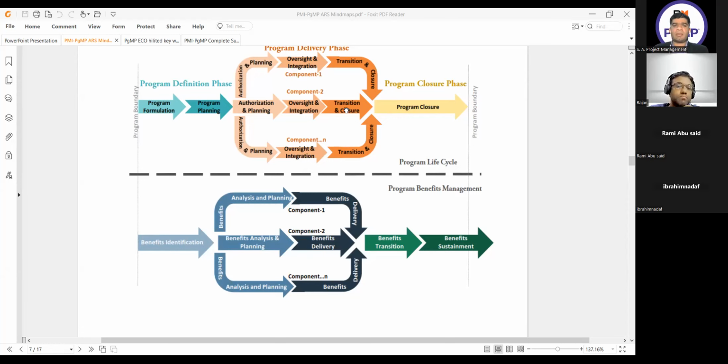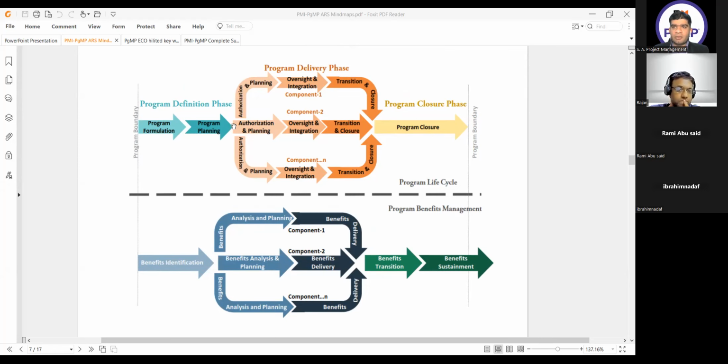Starting with the benefit management plan and benefit management domain, the first thing we have to keep in mind is the program lifecycle that I have shown you every time. First, we have the program definition phase, program delivery phase, and program closure phase. Under the definition phase, we have the program formulation subphase and program planning subphase. Under the program delivery phase, we are working at the component levels. And under the program closure phase, we are doing the closing activities.